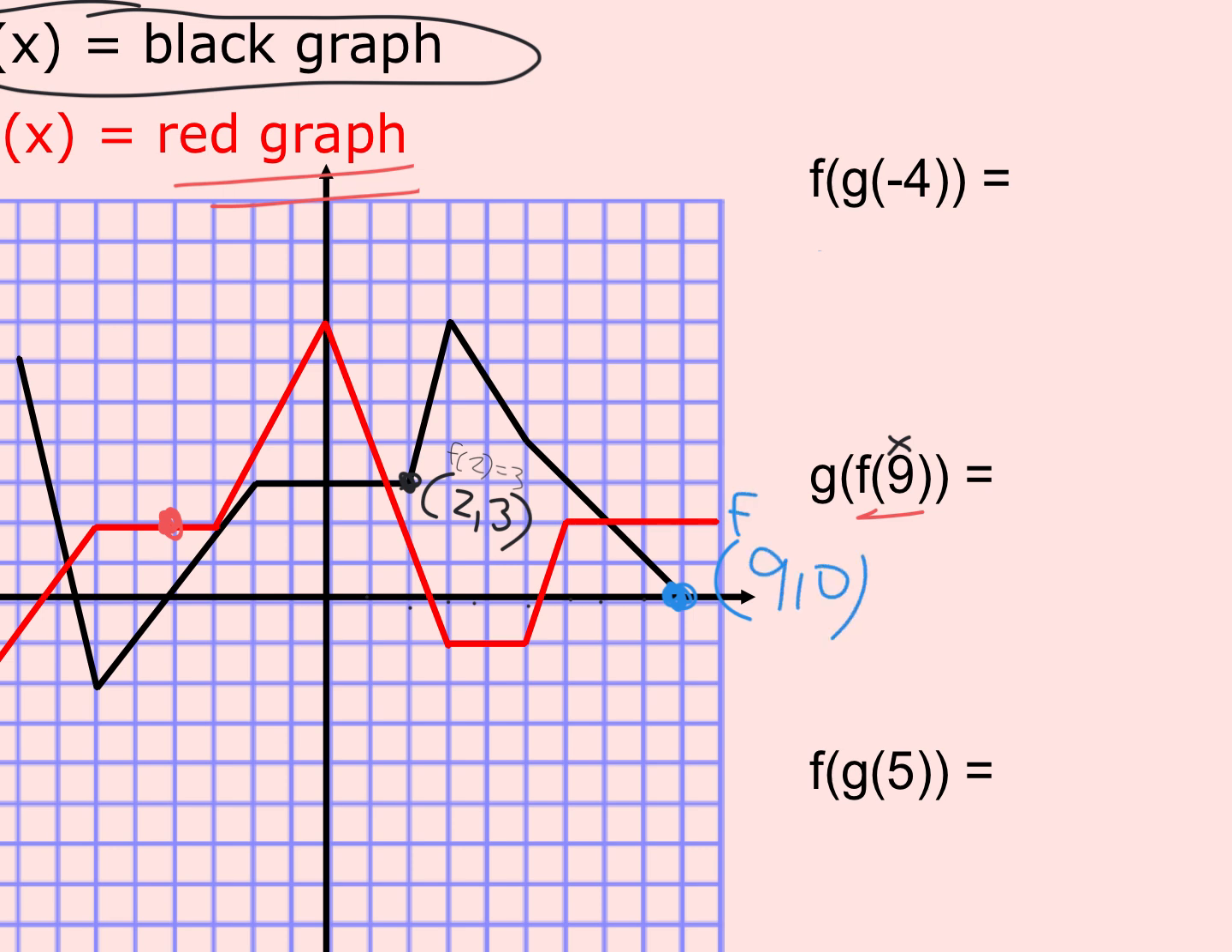So what's f of 9? 0. That part's 0. Now it's a new problem. Now it's g of 0. Jason, stay with me. Can't look like you're asleep or I'm going to call on you all the time. Damien, g of 0. Which function is the g function? Is it the red one or the black one?